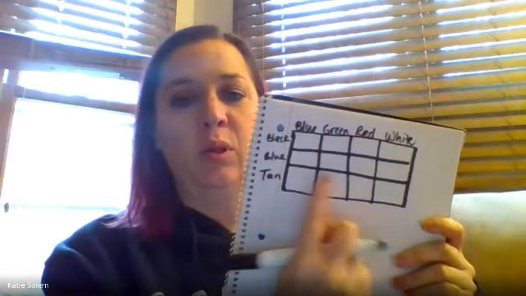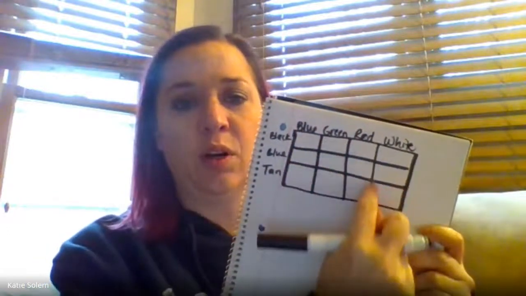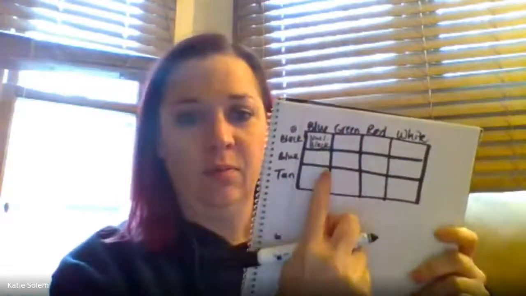So he has black, blue, and tan pants, and he has 4 different colors of shirts. So what we're trying to figure out is how many possibilities there are for combinations that he could wear. Well, one would be that he could wear a blue shirt and black pants. That's one possibility.